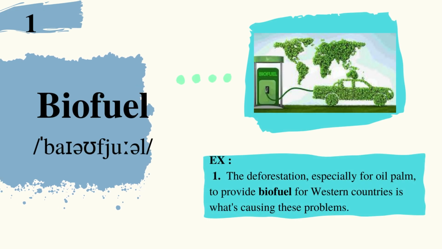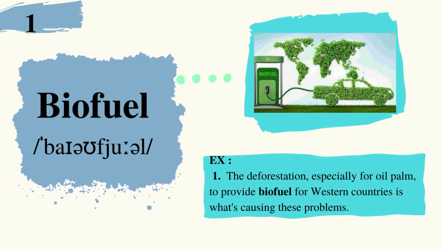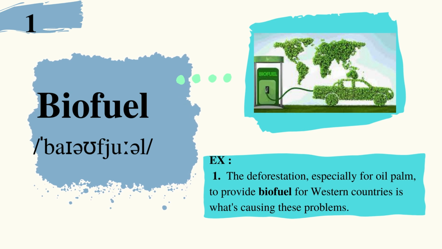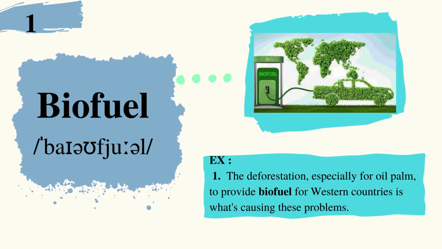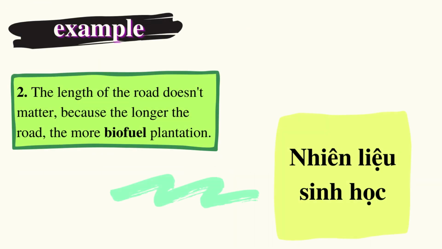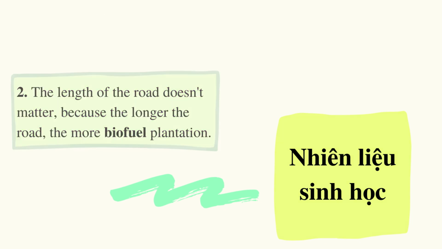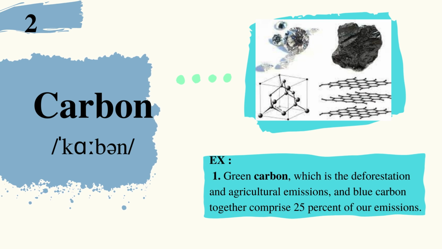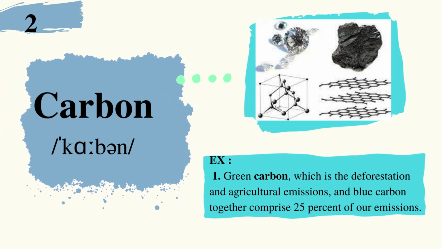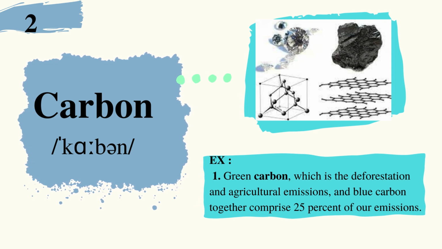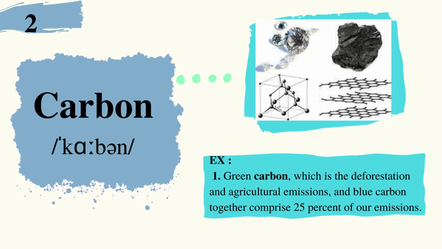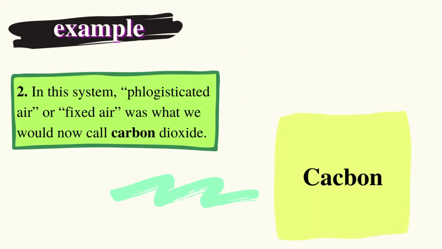1. Biofuel. Example. The deforestation, especially for oil palm, to provide biofuel for the Western countries is what's causing these problems. The length of the road doesn't matter because the longer the road, the more biofuel plantation we've got. 2. Carbon. Example. Green carbon, which is the deforestation and agricultural emissions, and blue carbon together comprise 25% of our emissions. In this system, phlogisticated air or fixed air was what we would now call carbon dioxide.